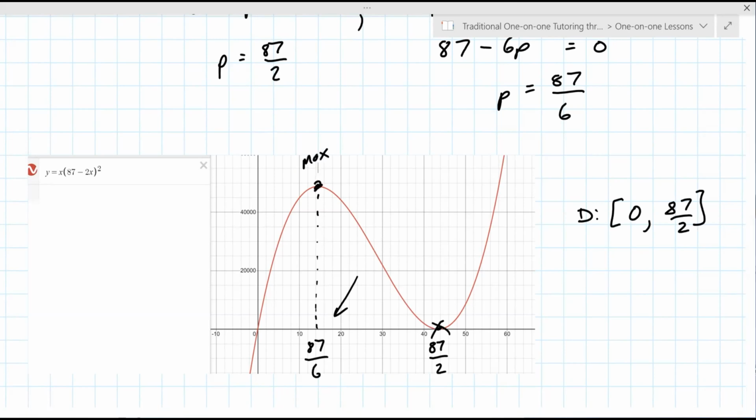Let me grab that point. You need it to 2 decimal places, to the nearest cent. Okay, so 87/6, let's see here. It's exactly 14.5. Okay.